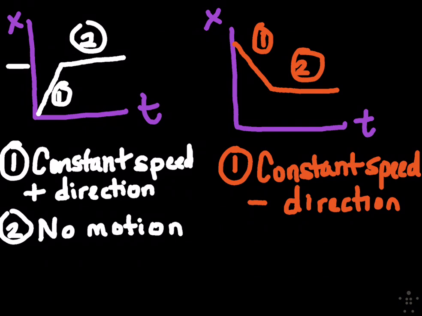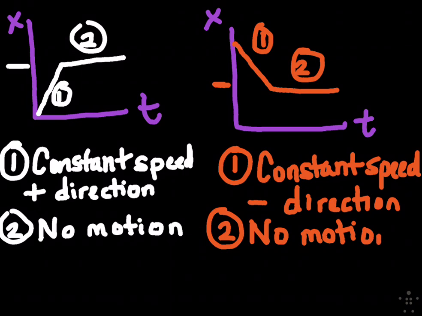And then we have another section 2 that's flat. And we said that anytime something is flat like that, the position is not changing. And if your position isn't changing, you're not going anywhere. So section 2, no motion. So in reality, both of these graphs have something in common. The object moves for about half the time at a constant speed, and then the second half of the time the object stops and does not move at all.